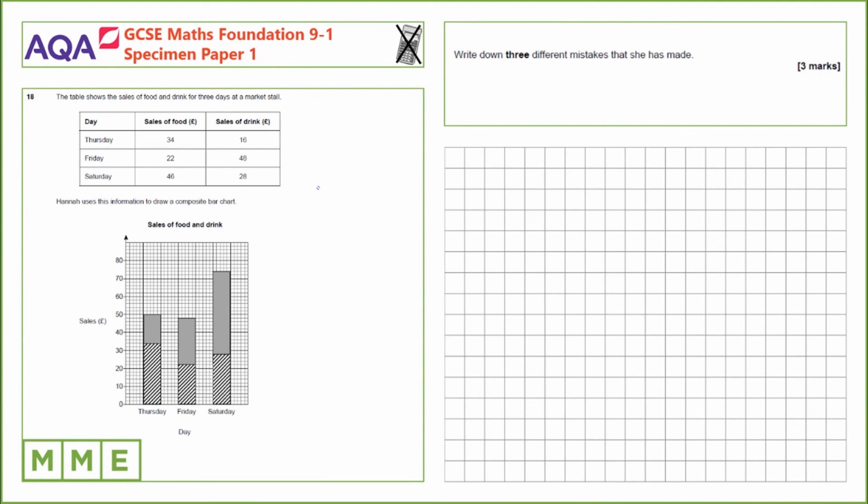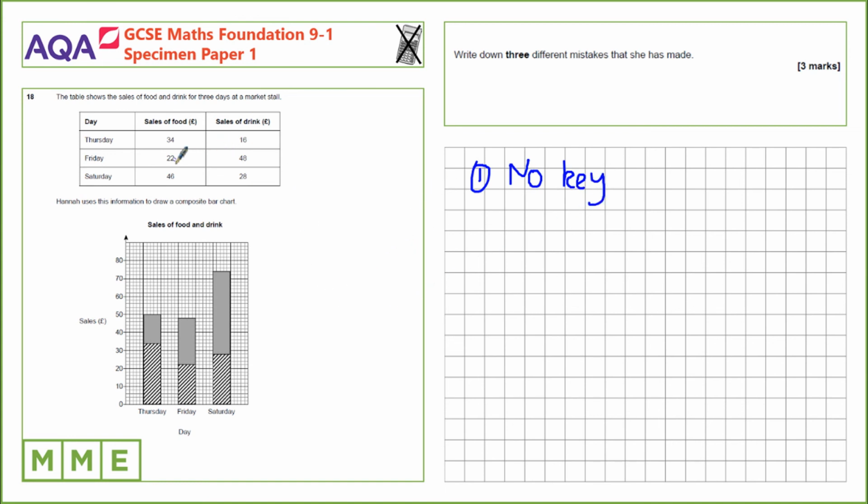Question 18. The table shows the sales of food and drink for 3 days at a market stall. Hannah uses this information to draw a composite bar chart. Write down 3 different mistakes that she has made. So the first mistake we notice is that we don't actually know which bar is which. If we look at the data, we can tell, but if we didn't have the data, we wouldn't know which bar represents food and which bar represents drink. So the first thing that she hasn't mentioned is there's no key.